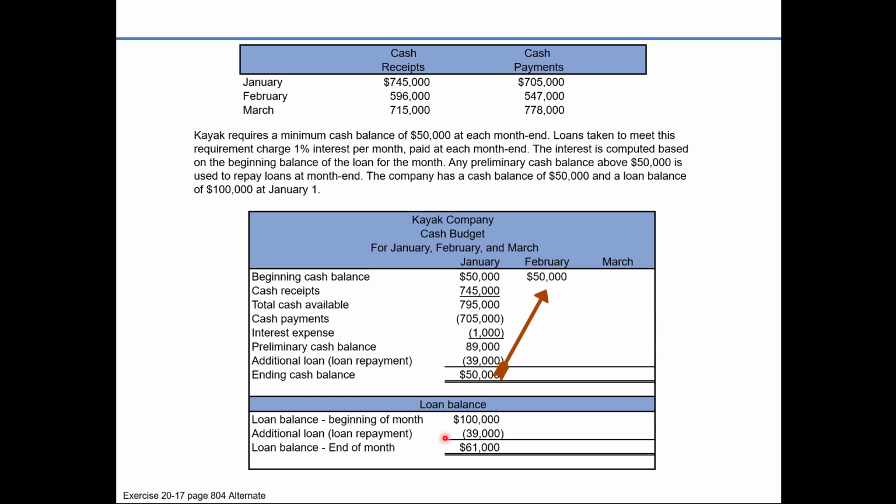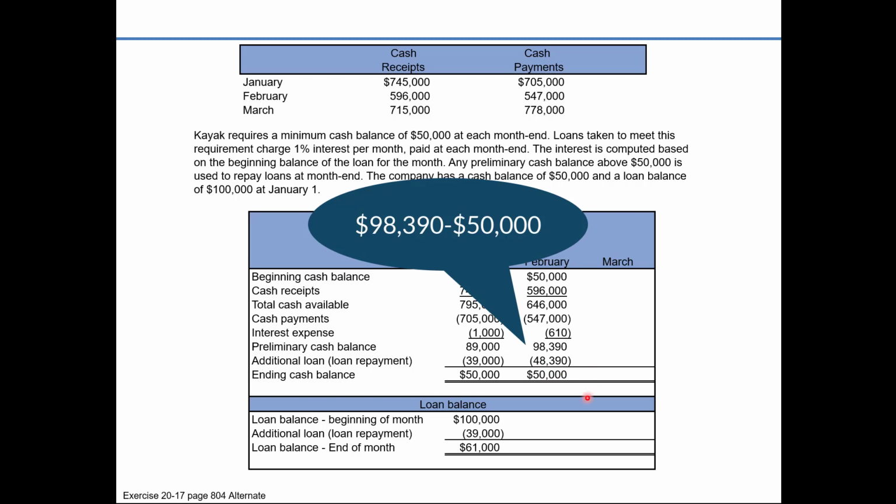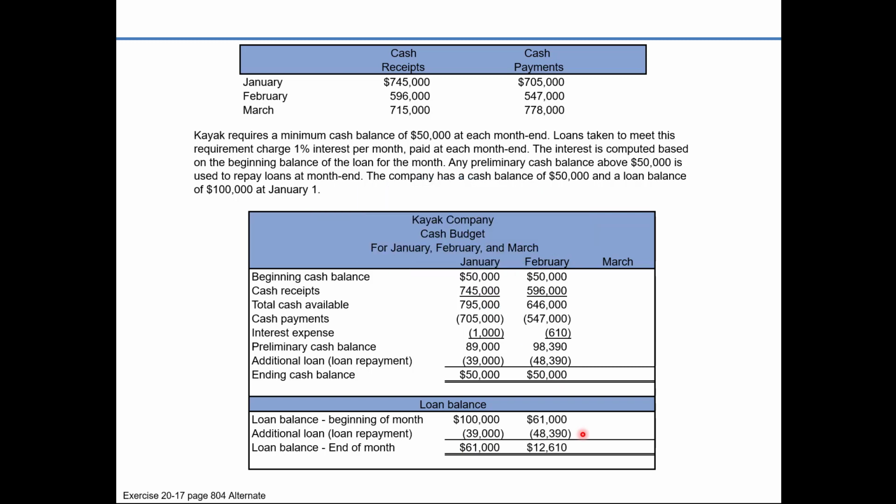We start off February with 50,000. Add the cash receipts. Subtract the cash payments. Interest is computed on 61,000 times 1%. Preliminary balance again is greater than 50, so we can pay back some more of our loan. Can we pay all of it? We need to make sure we have 50,000, so we cannot pay all of it, but we can pay 48,390 of it. So 61,000 minus 48,390. Now we only have a loan balance of 12,610.